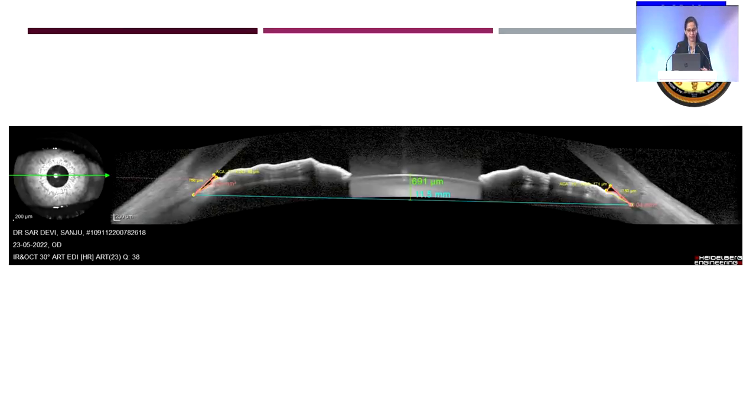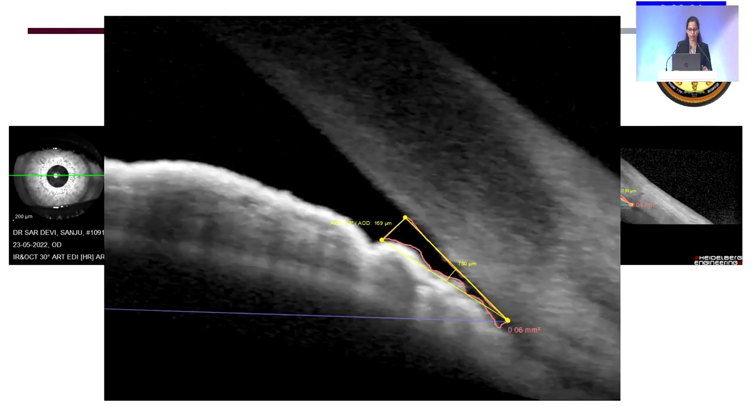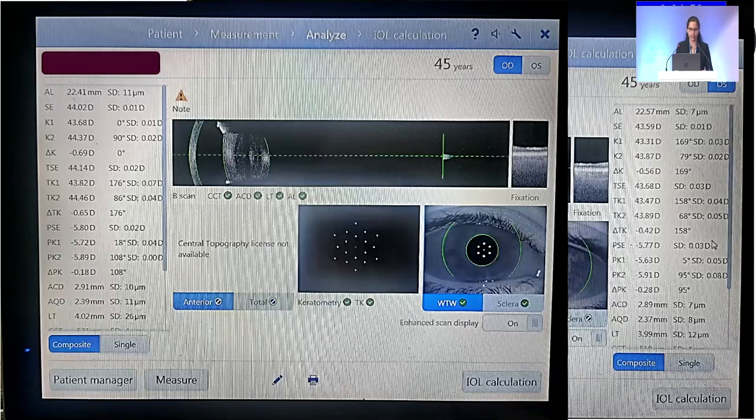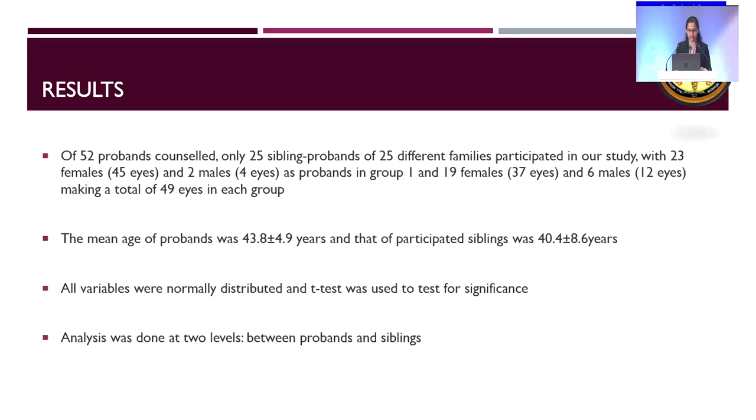Here is an image of my patient in which I am showing the 4 parameters. It was measured at the nasal and temporal angles. And this is a magnified view which is showing the AOD, ACA, and TISA. TISA is the orange enclosed part which is trapezoid in shape. And here are the biometric parameters which were done using IOL Master 700. The parameters which were studied were axial length, TK1, TK2, anterior chamber depth, and lens thickness.